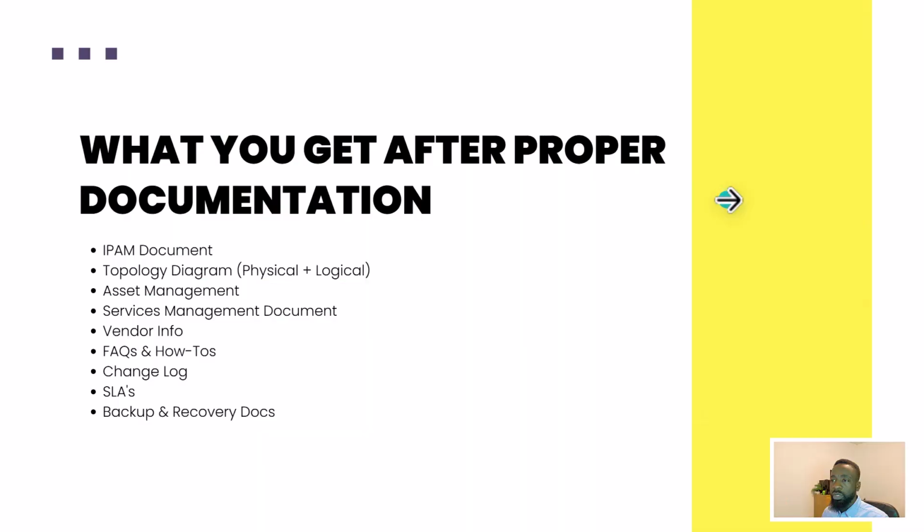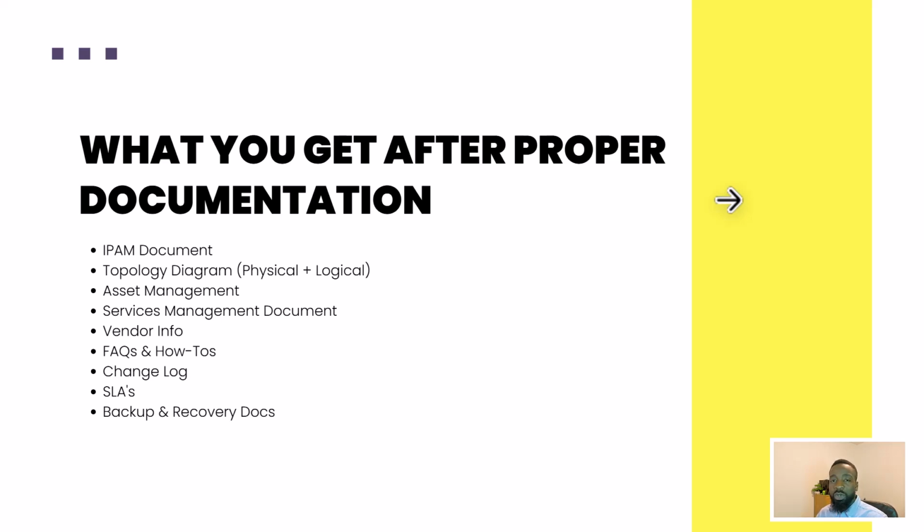The next thing we're going to be looking at is what you get after proper documentation. So these are the joys. This is the fun of having done good documentation. After you've done good documentation, you obviously will have your IPAM document, how your IP addresses are assigned across multiple locations, across multiple buildings, and all of that. Next one is you're going to have a proper topology diagram. This would help your colleagues, your line reports, your line managers understand. Everybody understands where their responsibility is.